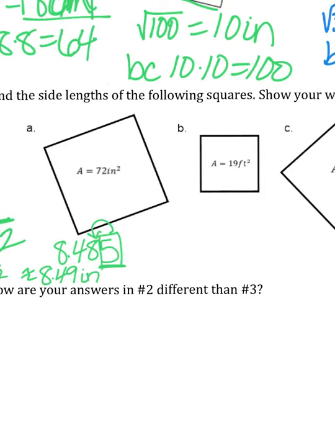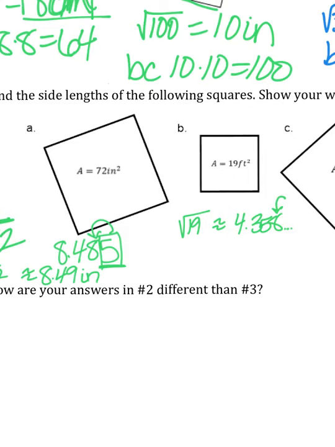If we try our next one, I'm going to find the side length. I'm going to take the square root of the area. So I'm going to square root 19, and I type that into my calculator, and I see I'm going to have some rounding to do. That's going to give me 4.358.